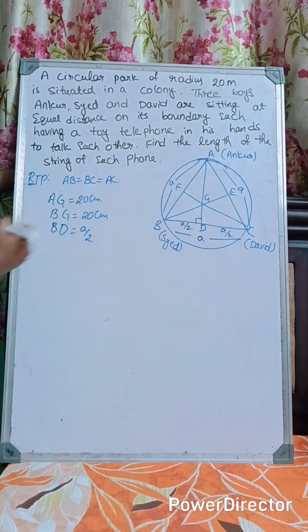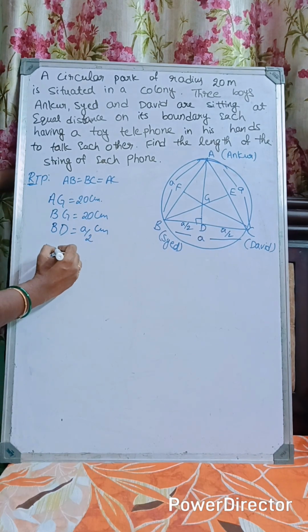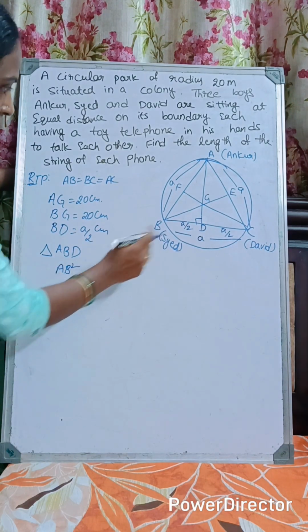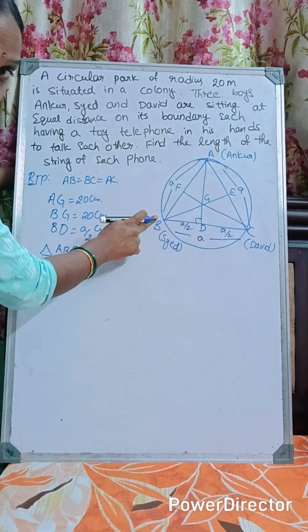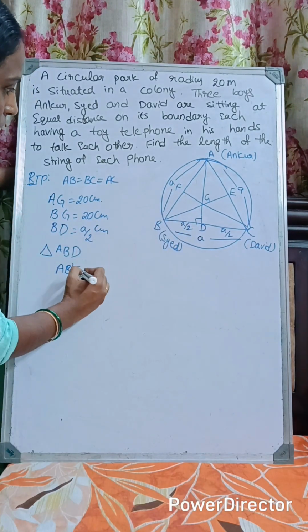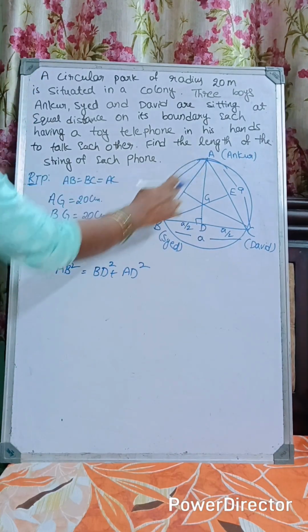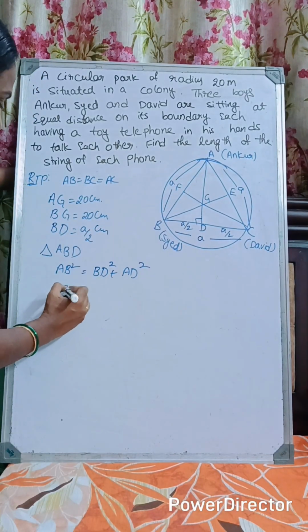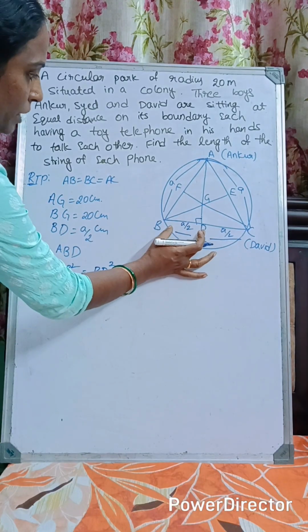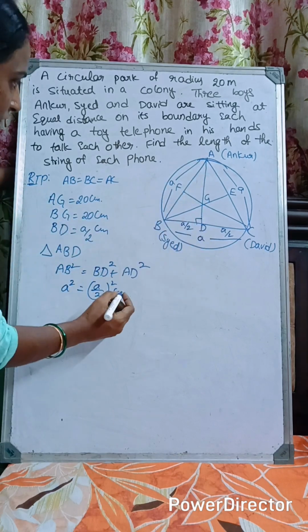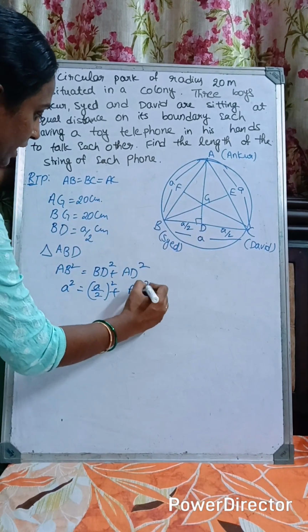Let's write BD is equal to A by 2 centimeters. Next, I am going to construct the triangle ABD. As it is a right angle triangle, the side opposite the right angle is the hypotenuse, so AB square is equal to BD square plus AD square. AB length is A, so A square is equal to A by 2 whole square, and AD length we don't know, so let's write it as AD square.